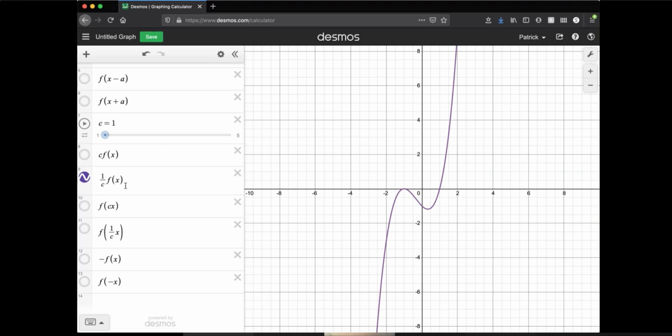All right, so if we're looking at C times f of x, and C is a number between 0 and 1, that's going to be the purple curve. And as we move, what is happening? It's getting wider. Yes, it looks like it's getting wider.